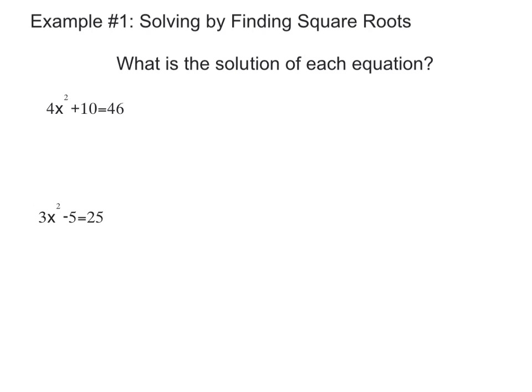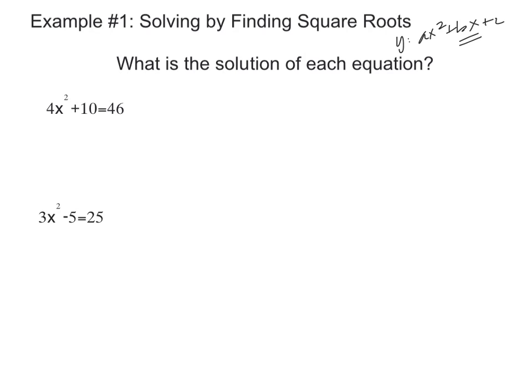What you should notice for the first equation, 4x squared plus 10 equals 46, if we think about standard form, is that what happens to be missing is the b term. Again, standard form, just as a reminder, would have been y equals ax squared plus bx plus c. We're missing the b term, the one that just has a single x attached to it. So since that's the case, we can actually solve this by using square roots.